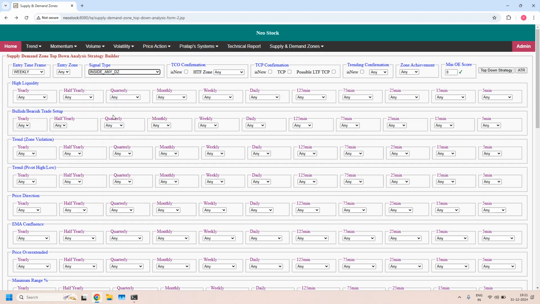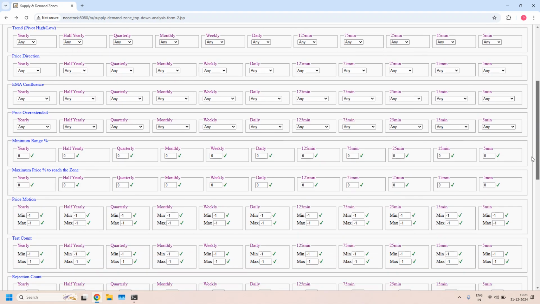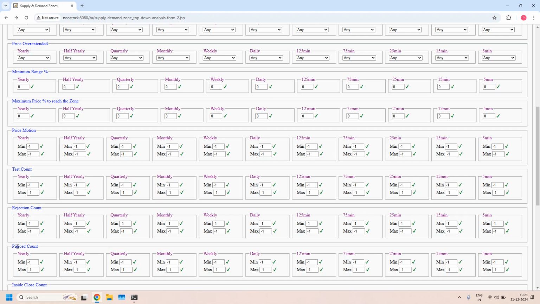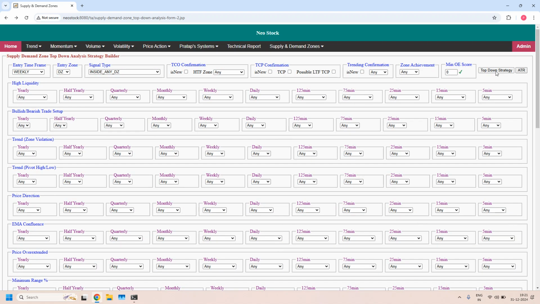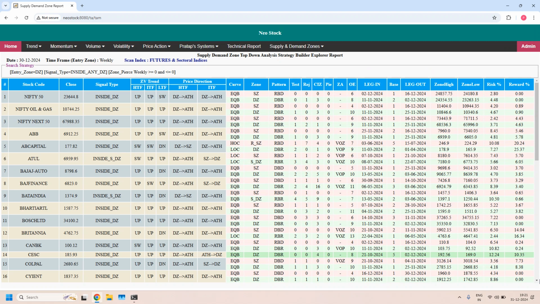Price closed inside the weekly demand zone, and these weekly demand zones should not be pierced. So in the pierced count parameter at a weekly time frame, I am setting minimum value 0, maximum value 0 with this filter. We got the stocks. First 16 stocks in the list where price closed inside the weekly demand zone. I'm scrolling the list down.